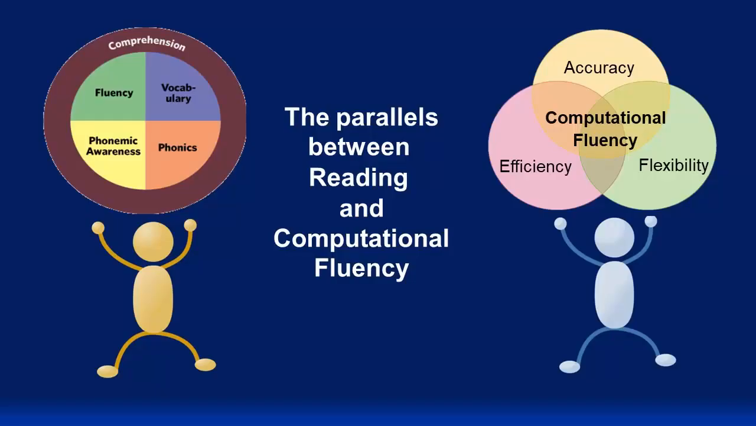Reading is foundational to literacy, just as computational fluency is foundational to mathematics. Teaching a child to read requires year-long instruction, which must incorporate all 5 components of reading: fluency, vocabulary, phonemic awareness, phonics, and comprehension. Likewise, building a child's computational fluency requires year-long instruction and must incorporate all three components of computational fluency: accuracy, efficiency, and flexibility, as demonstrated in the visual.